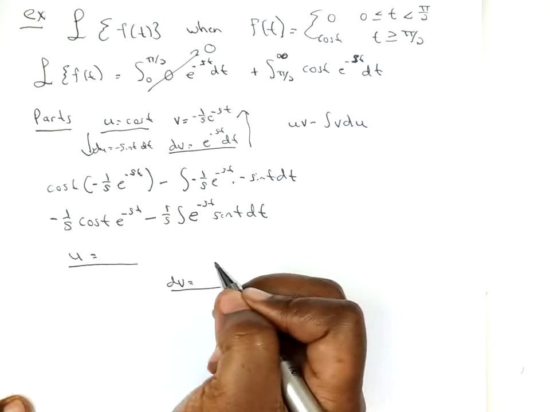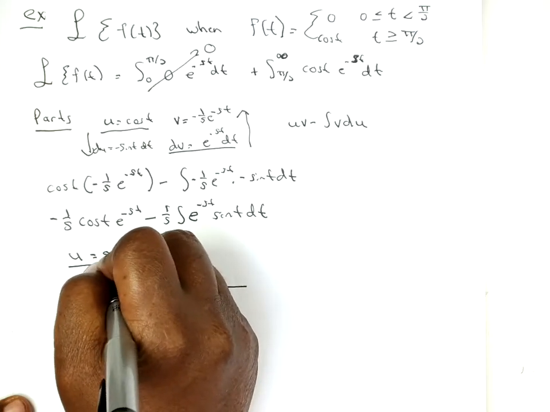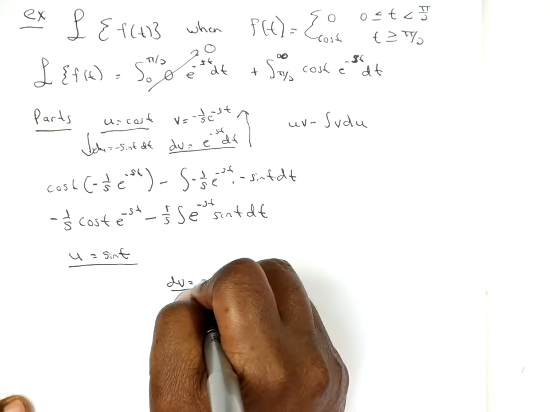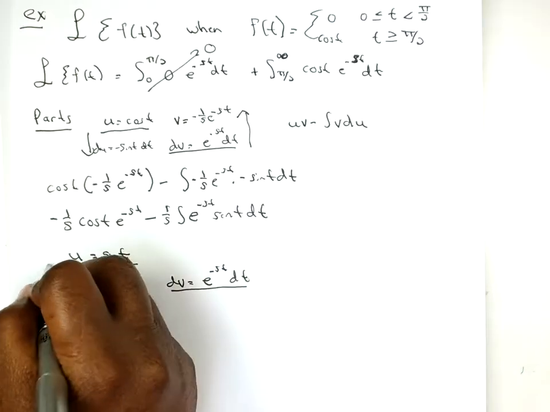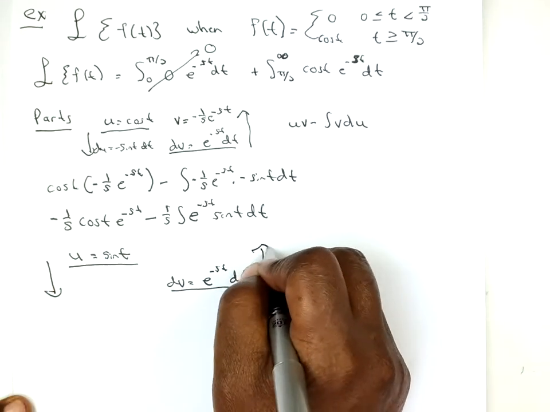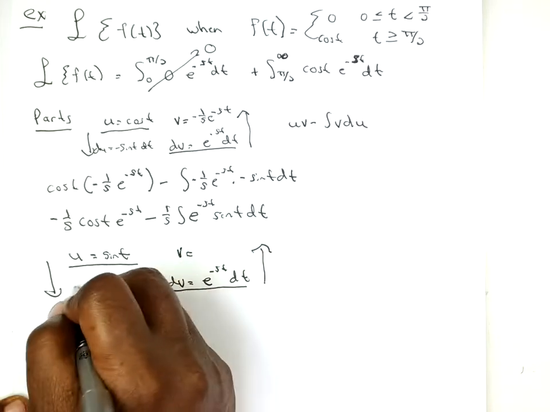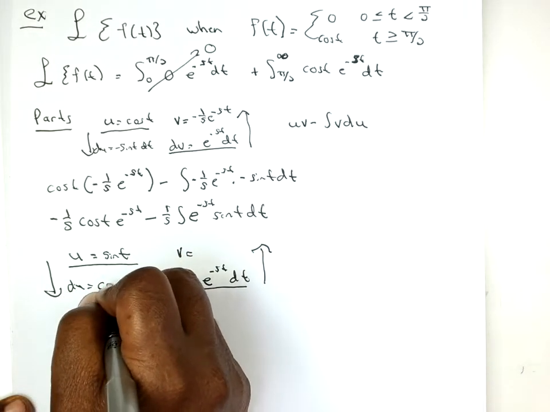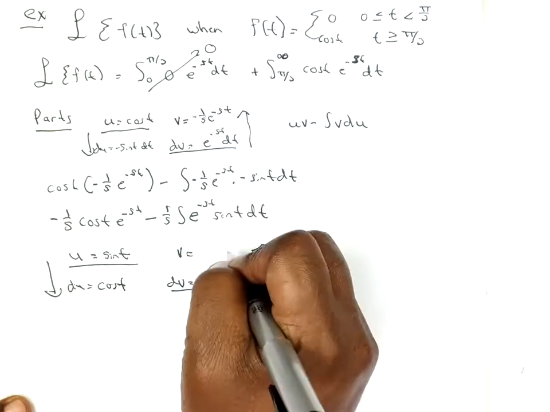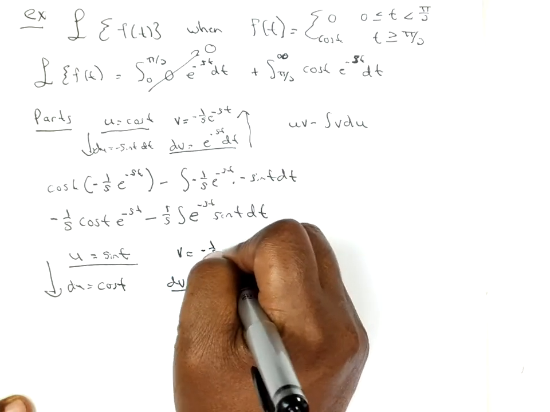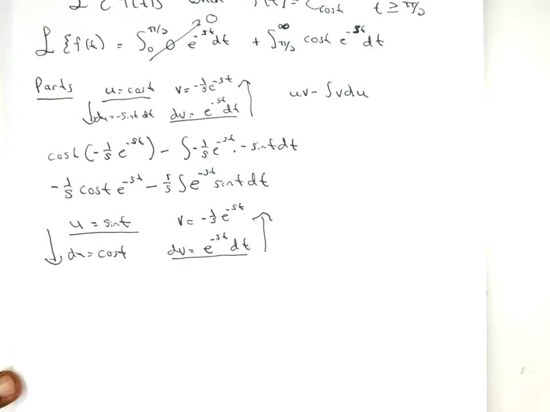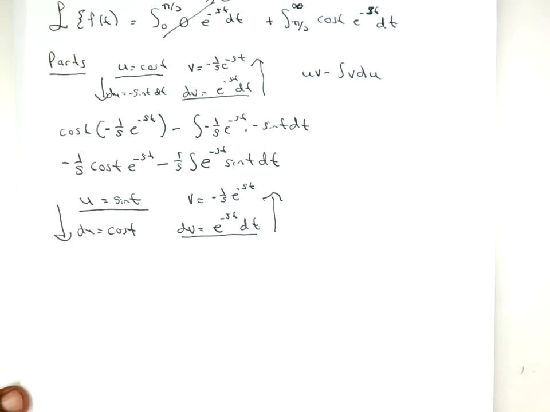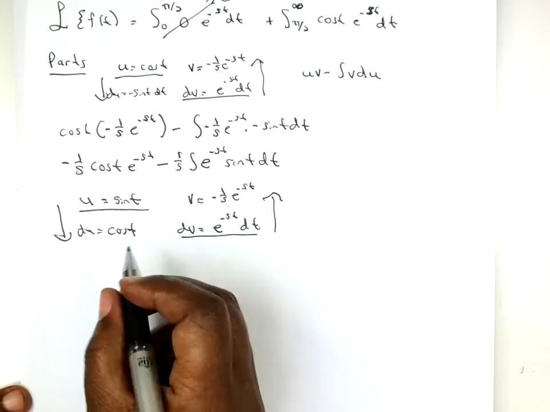So my u is going to be sine of t. And my dv is e to the negative st dt. So take the derivative of u, integrate dv. So du is cosine t, dv is negative 1 over s e to the negative st. So we have to put all this stuff together.